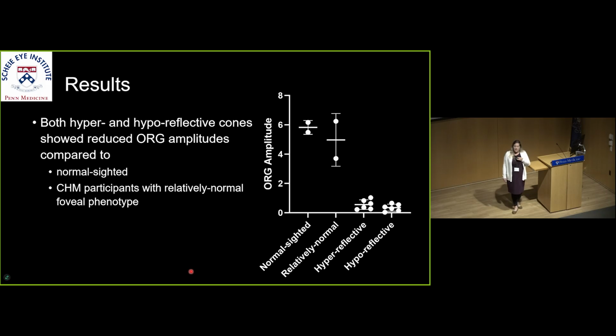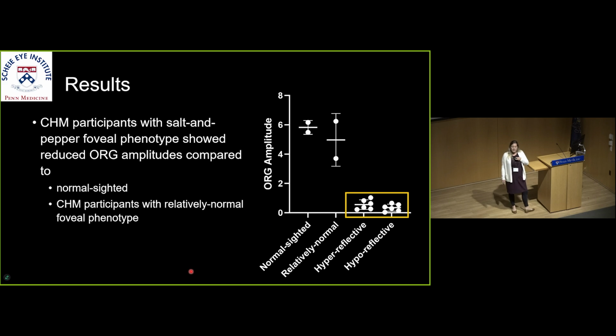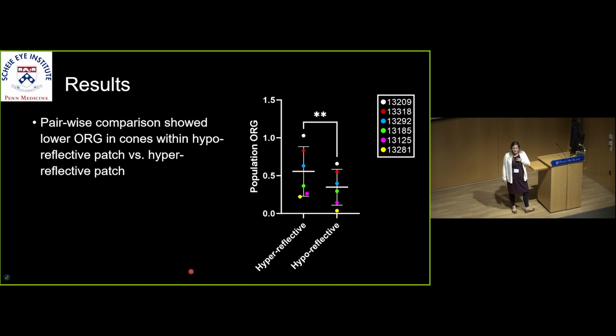So when we do that, we actually see that both of the hyper and hyporeflective cones show that reduction in ORG in comparison to the 2 other groups. And we can go and look now at the comparison between these 2 groups. And what we found was that with a pairwise comparison, the hyporeflective patches showed a significantly reduced optoretinogram in comparison to the hyperreflective, though the magnitude of this difference was small. So we've begun now to tease out what is the cause of this difference.